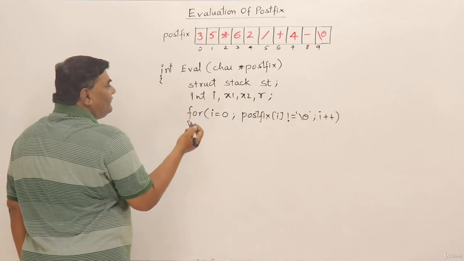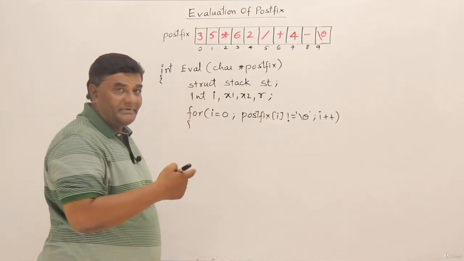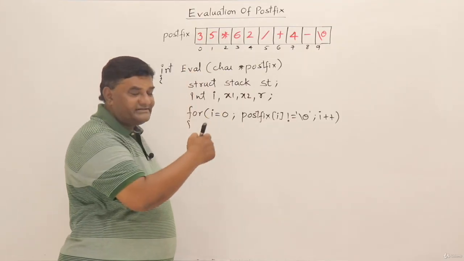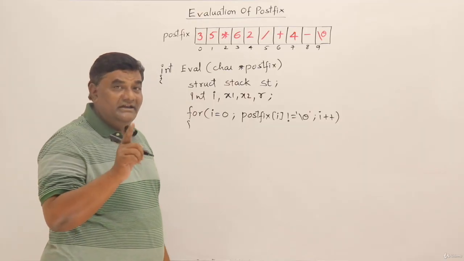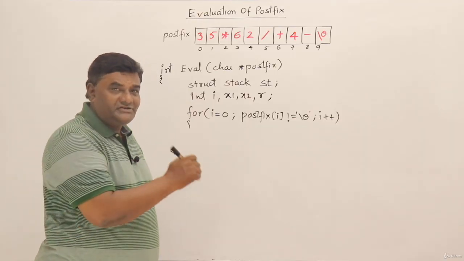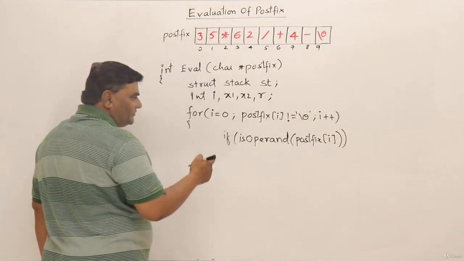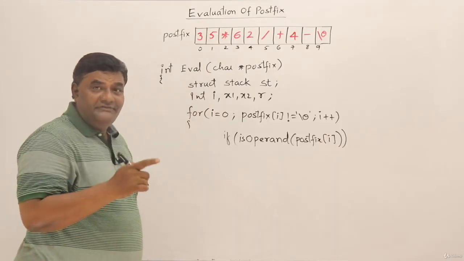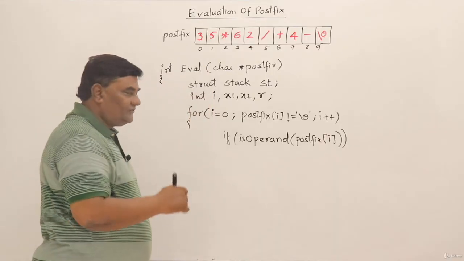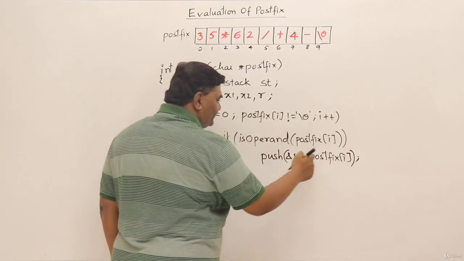So for every symbol, what are we supposed to do? Check if it is an operand or operator. If you remember in the previous example program, the infix to postfix conversion, we wrote a function called isOperand. That same function I will use here. isOperand of postfix[i]. If it is an operand, then we have to push it into the stack. So the postfix symbol is pushed into the stack.